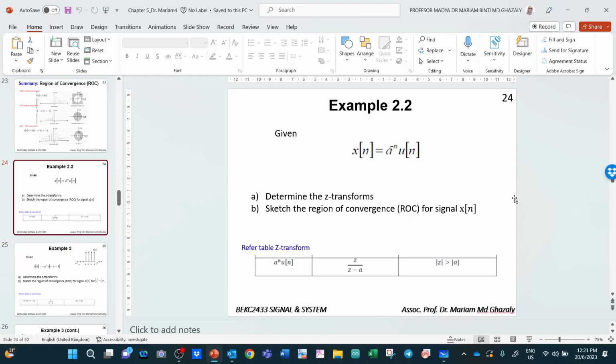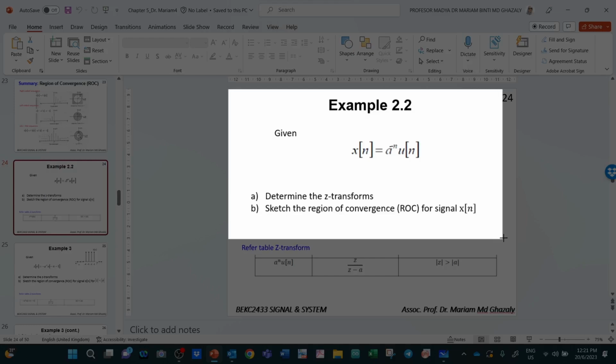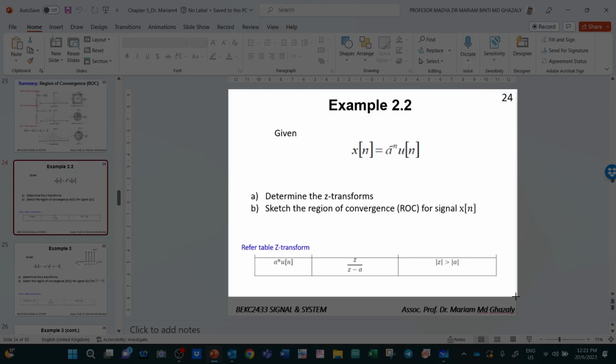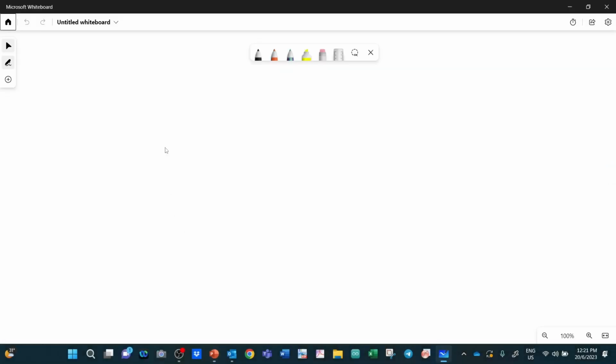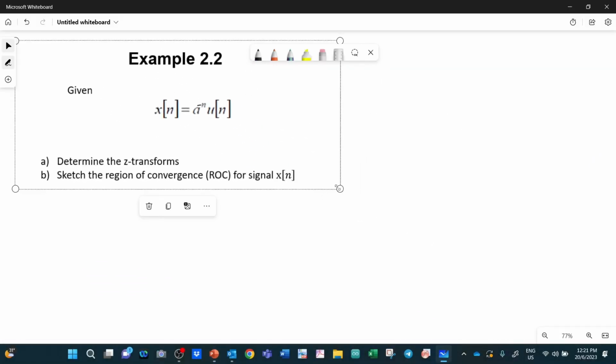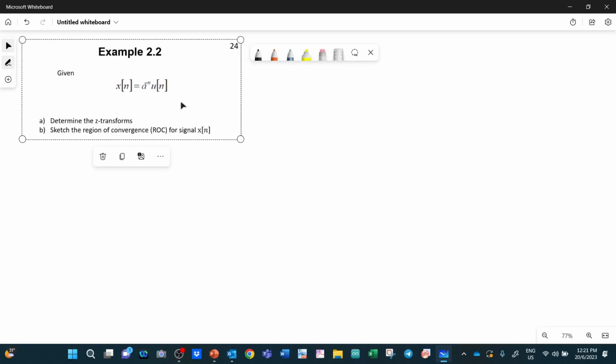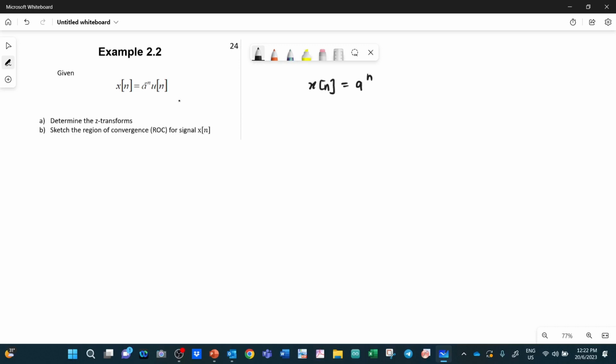So let's look at this example. Yesterday the example that we went through was xn equivalent to an. So what if you have it in terms of a minus an? Let's see what the solution is.